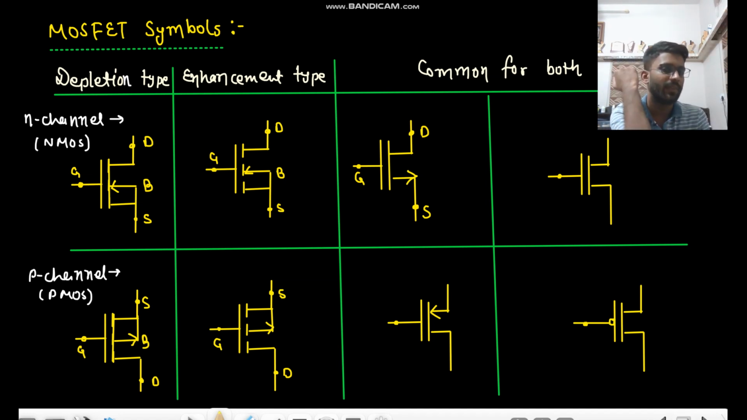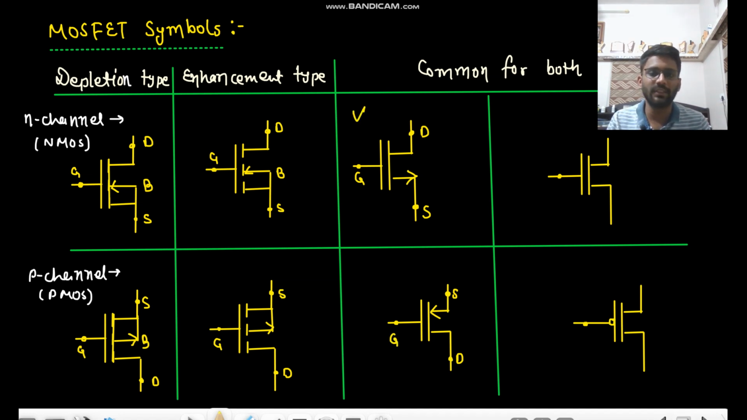And in case of PMOS, what will be the current direction? Holes go into the drain. If holes go into the drain, the direction will be the same, from source to drain. So this shows the current direction from source to drain. From the source the current is getting out, and the arrow will always be on the source side. Just from drain to source, from source to drain, and this will be the gate.